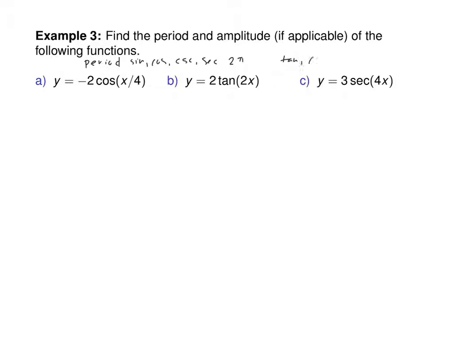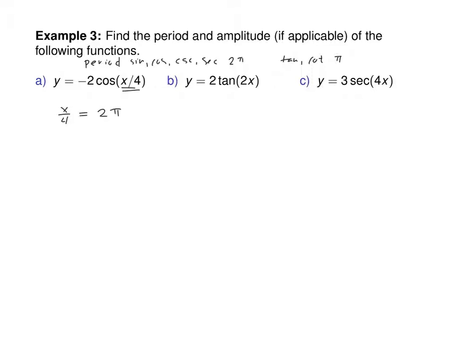Tangent and cotangent, what's the base period for those functions? Pi. And one reason you can think that cosecant and secant are the same as sine and cosine is they're either 1 over cosine or 1 over sine, right? Okay.